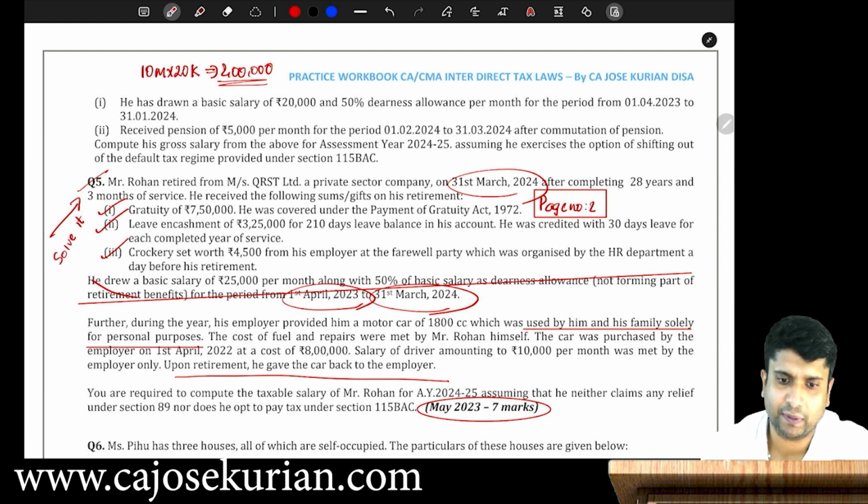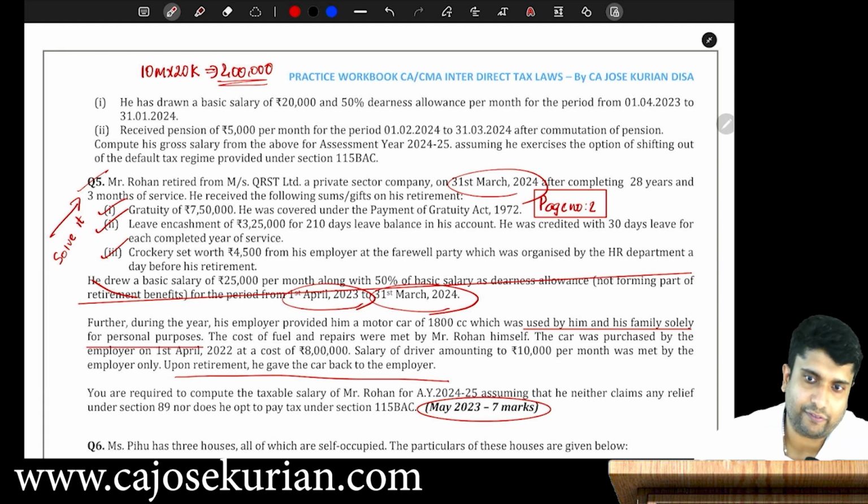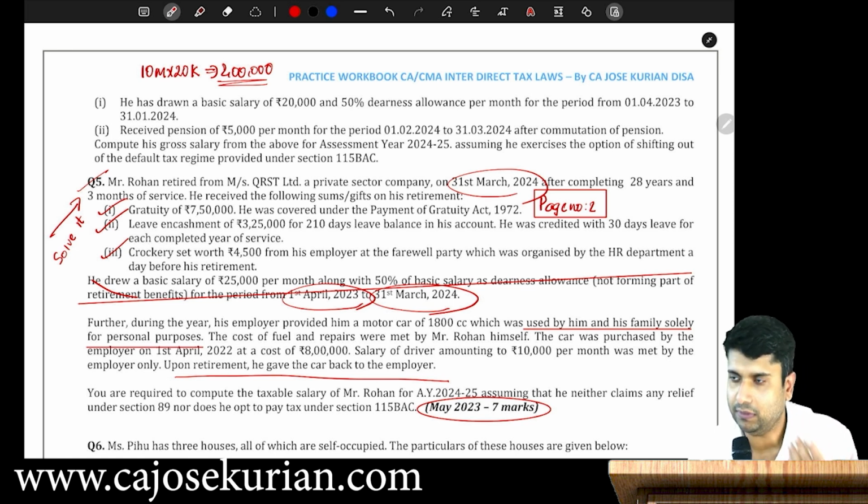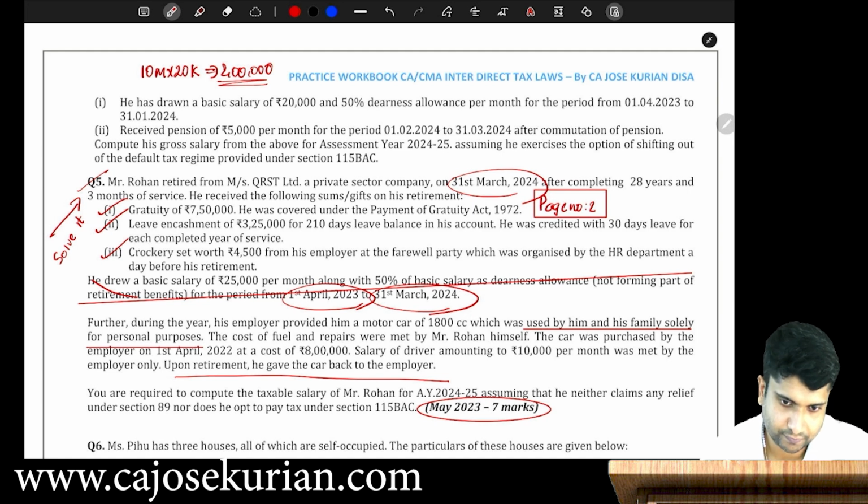Confused with the leave encashment for the last calculation? Check the chart. The last calculation is cash equivalent of leave at the credit of the employee. That means how many leaves you have? 210 leaves they had. Divided by 30 into last drawn standard salary based on last 10 months average. Here there is no change in the salary. And the standard salary is only the basic salary. Why? Because DA does not form part of the retirement benefit. And hence it becomes 25,000. You got it?